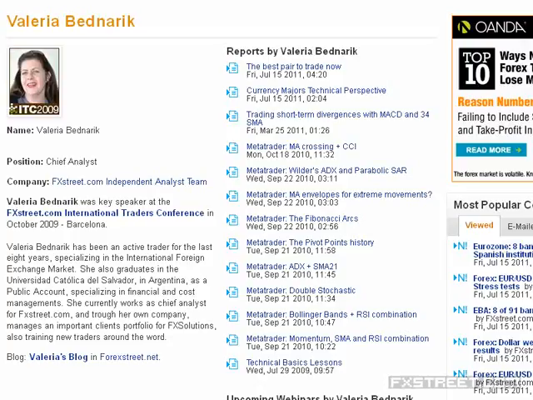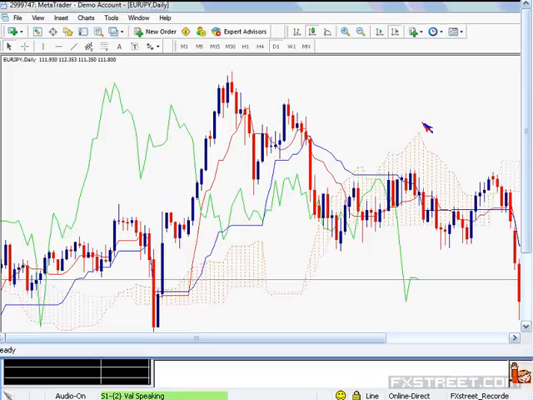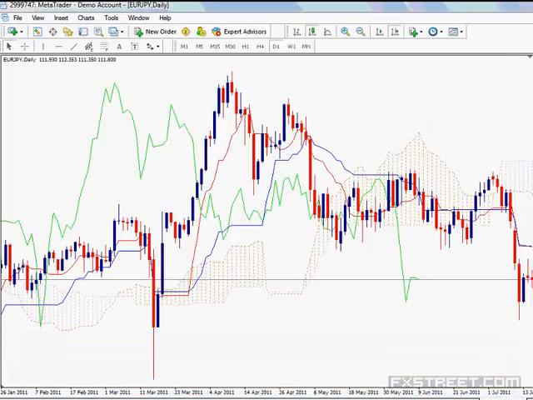Anyway, today I chose to share with you this technical indicator called Ichimoku Kinko-yo. It's a Japanese name, as you may know. Okay, so let's start by understanding what the name of this indicator means.